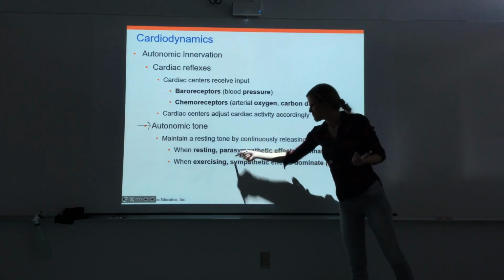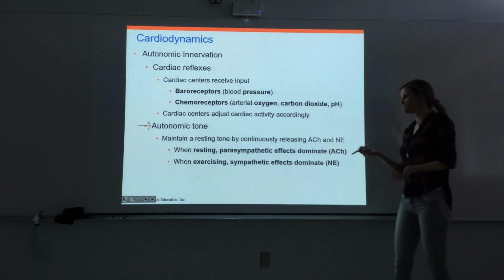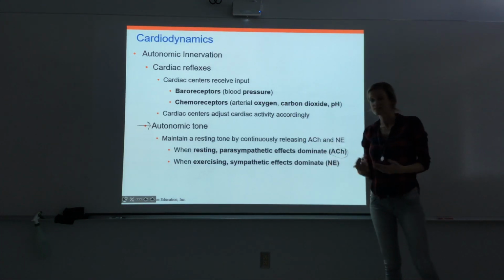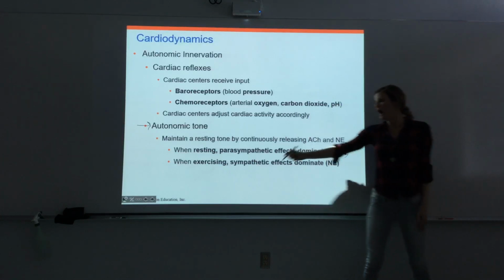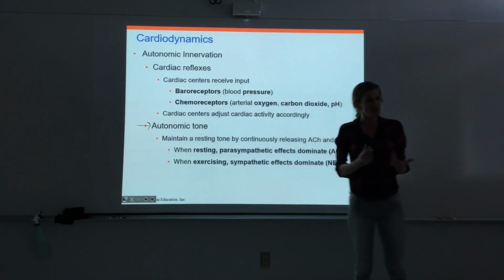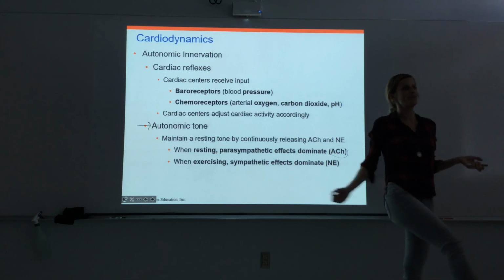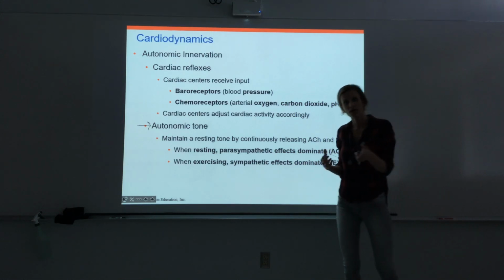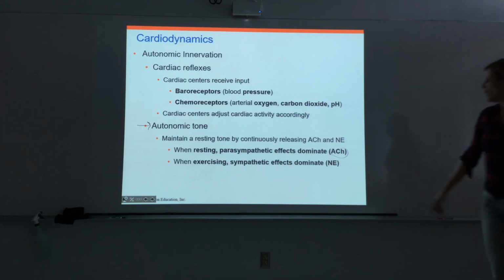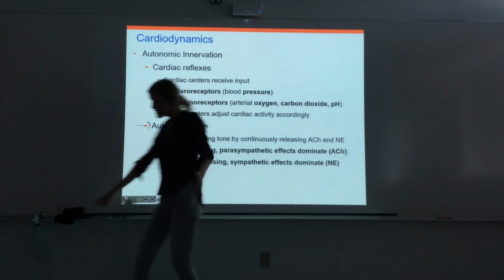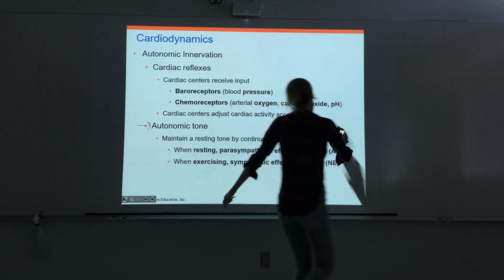Obviously, when we're resting, the parasympathetic nervous system dominates, right? So that would be acetylcholine with a nice, slow, level heart rate. When we're exercising, the sympathetic nervous system is going to dominate. So in that case, we would have more norepinephrine going onto that SA node, and we would have a more rapid heart rate. So how do these neurons know what to do, right?